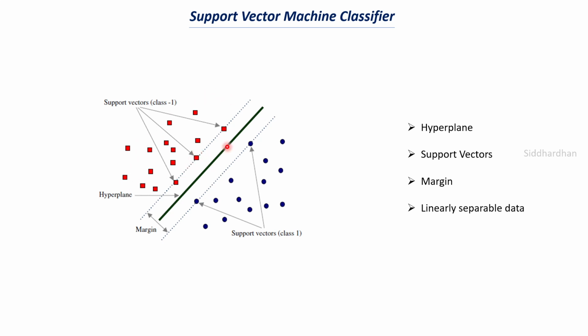Let's say that all these data points represent one kind of data, and all these data points represent another class of data, and we are building a hyperplane. This black colored line represents our hyperplane, and this hyperplane separates these two kinds of data points. So this is our support vector machine classifier, and you can see the data points which are close to the hyperplane. These data points are called support vectors. You can see these three red colored squares and these two blue colored circles. These are called support vectors.